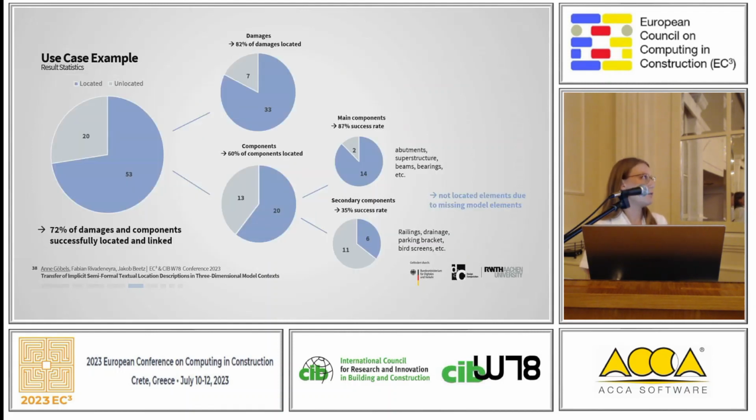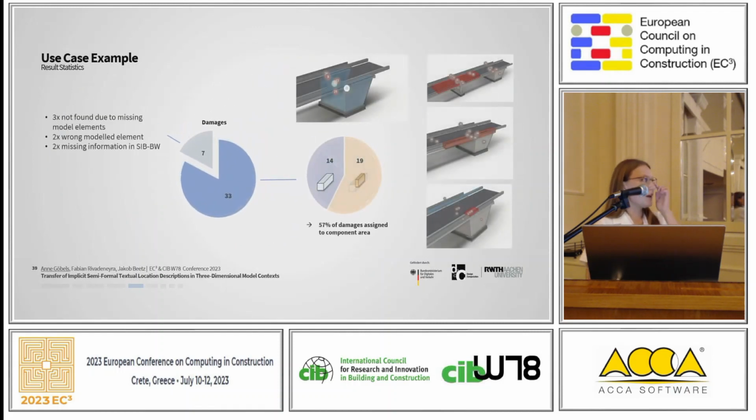And yeah, in detail, we achieved to transfer 82% of the damages, but just 60% of the components. But that's mainly because all the other components were just not modeled in our very simplified model. And we were able to locate 57% of the damages on a concrete area, and just the rest were assigned to a whole component because it was modeled like continuous or something. And the rest was also because of not modeled or wrongly modeled elements.